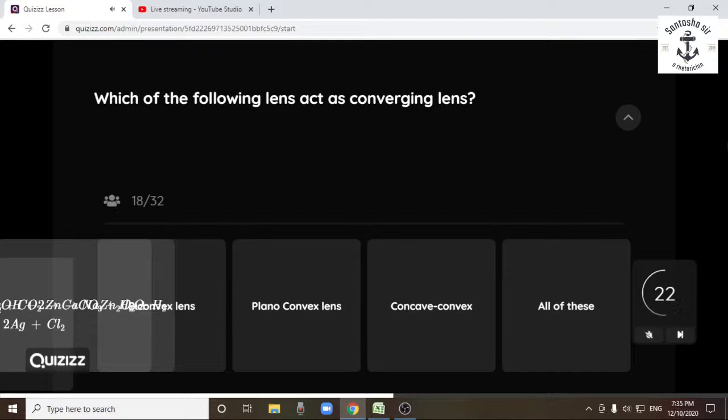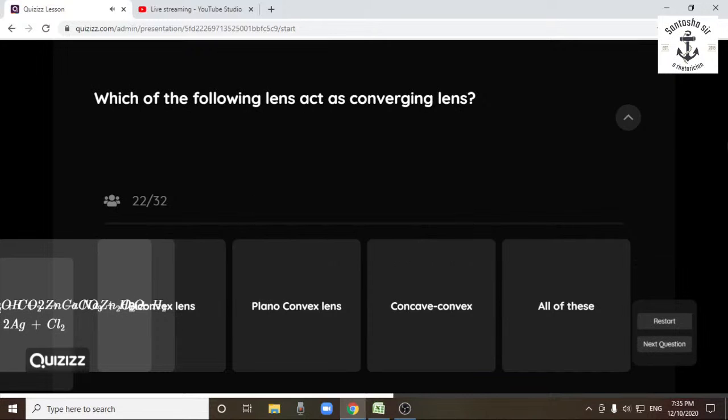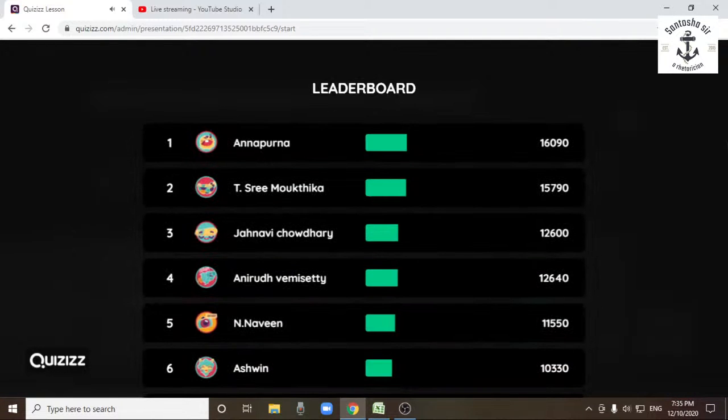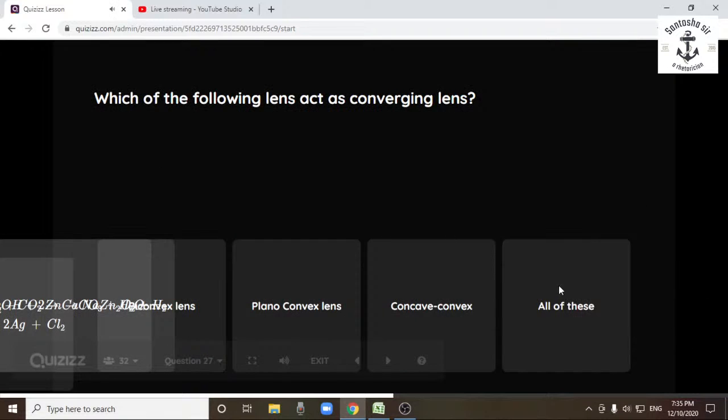15 members answered. 19 members answered out of 32. 10 seconds more. Okay, time is up. 22 members answered out of 32 participants. Let's check on the leaderboard scores if there is any change. We have Annapurna, Mauktika, Anirudh, Jahnavi, and Naveen. 9 members answered it right. Moving on to the next question.